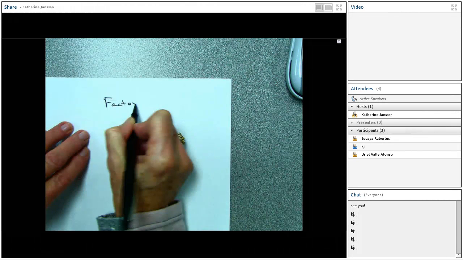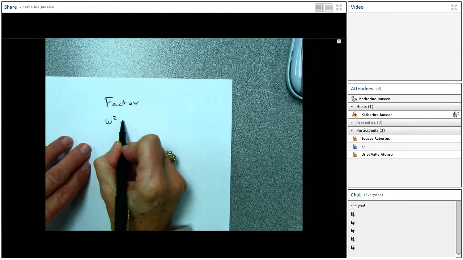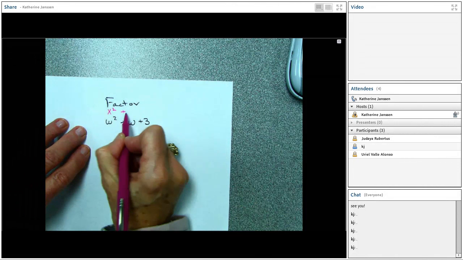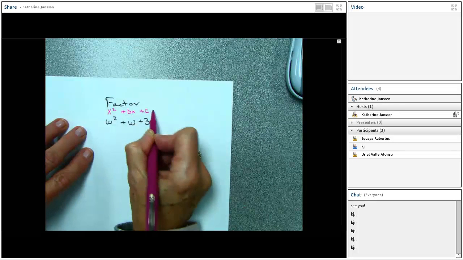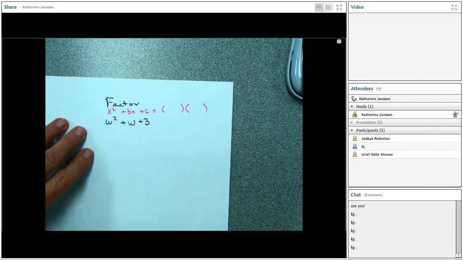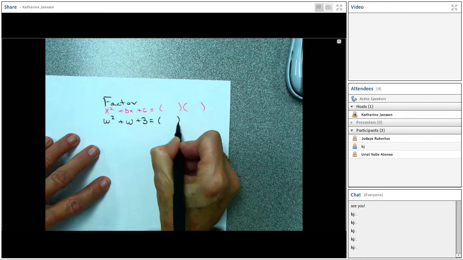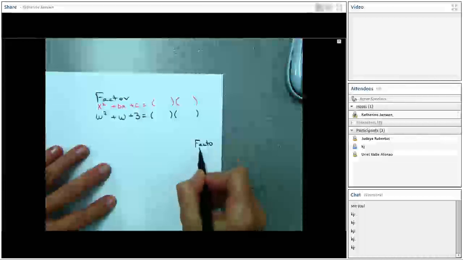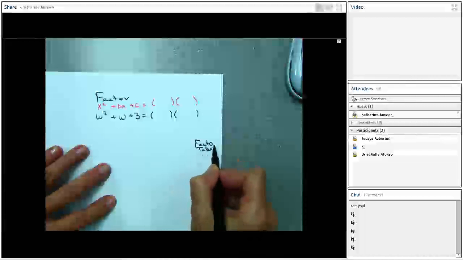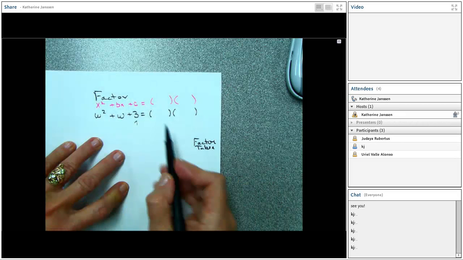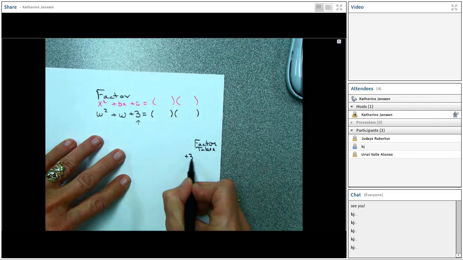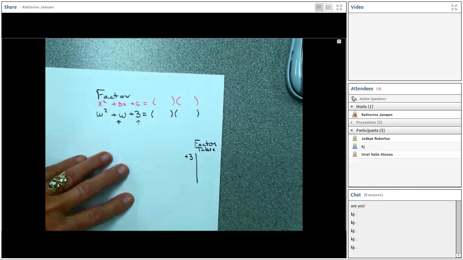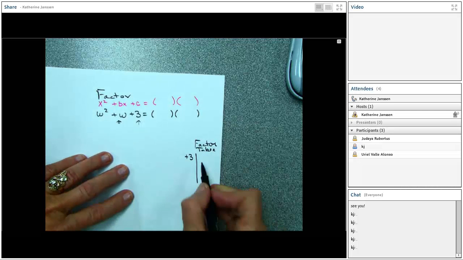Factor w squared plus w plus 3. Looks like our x squared plus something times x plus a constant. So we expect we can factor it as a product of two binomials. Let's build our factor table. We need factor pairs of the constant, which is positive 3, whose sum is the coefficient on the middle term.